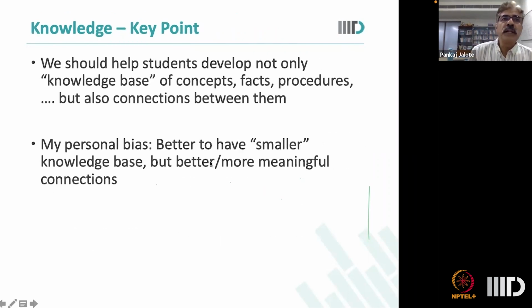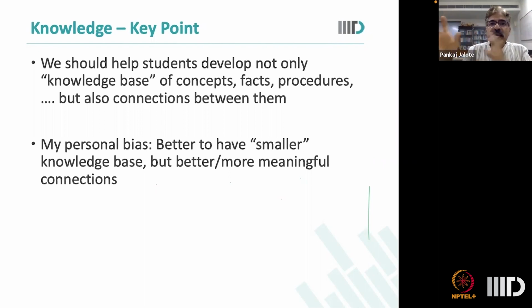So the key point is that when we are teaching students to develop this declarative knowledge, that is knowledge about understanding, we should help them develop not only the knowledge base, which is all the facts and theorems and figures and tables and graphs and all that, but also connections between them. How do they relate to other knowledge that the student has? And that's where I think we as teachers are often not able to facilitate that. It's a more challenging thing.